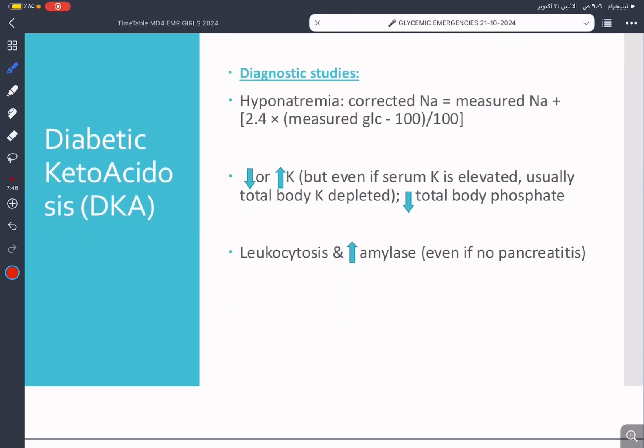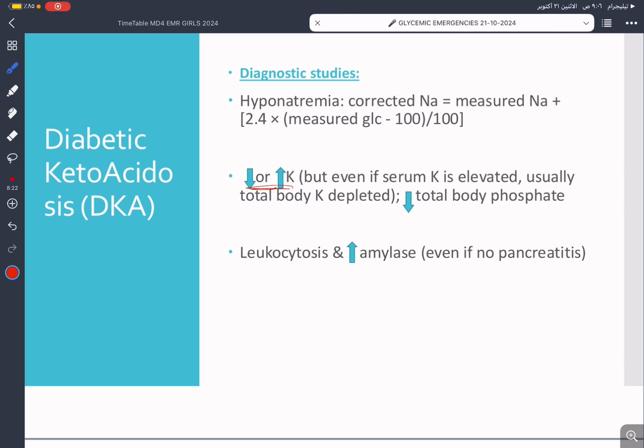One of the presentations or laboratory findings you might find in DKA: hypo- or hyperkalemia. Which do you think is more common? Hyperkalemia. Why? Excellent. And it's the opposite if you give insulin, it will shift the potassium from extracellular to intracellular. That's why it's important to know the potassium level before administering the insulin.